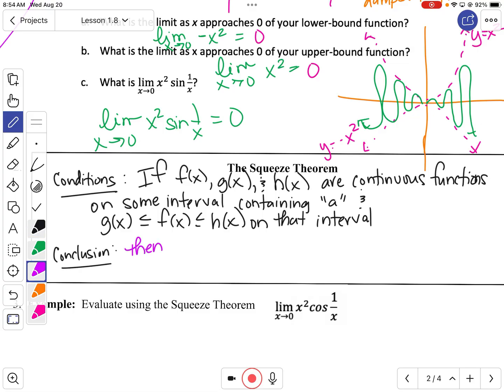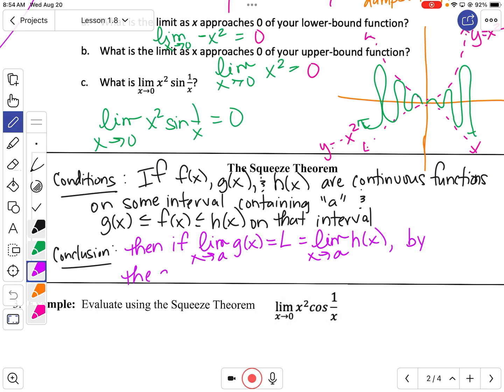Then, if the limit as x approaches a of g of x is equal to some number L, which equals the limit as x approaches a of h of x, so those two things have the same limit, by the squeeze theorem, the limit as x approaches a of f of x is also equal to L. Okay, so if the limits of the two ends are equal, then the limit of the middle is the same thing.